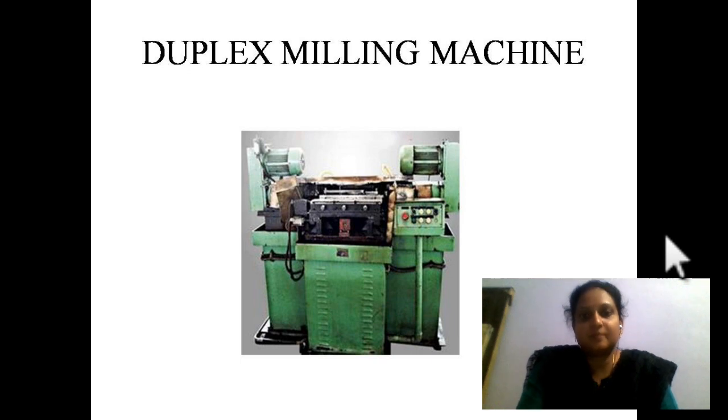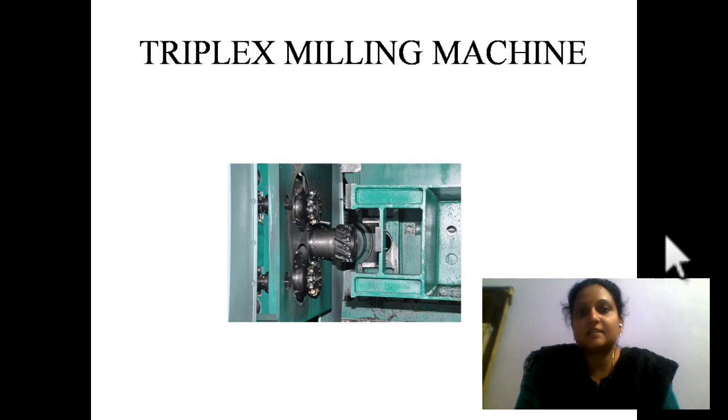In case of the duplex milling machine, the movement of the tool will be in both directions, the horizontal direction and also in the vertical direction. Next one is the triplex milling machine. In case of the triplex milling machine, the tool will move in horizontal and vertical directions, meaning x, y and z, all the directions, all the three axes.